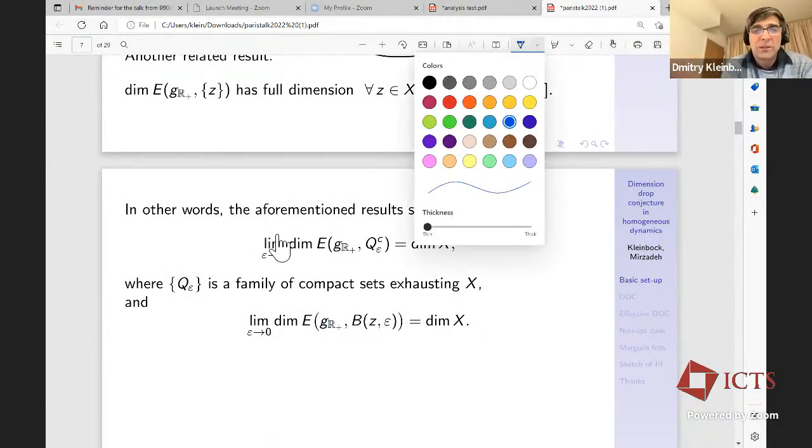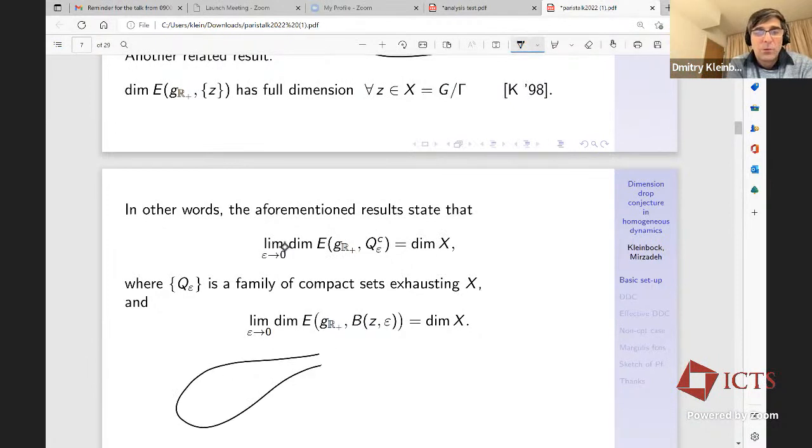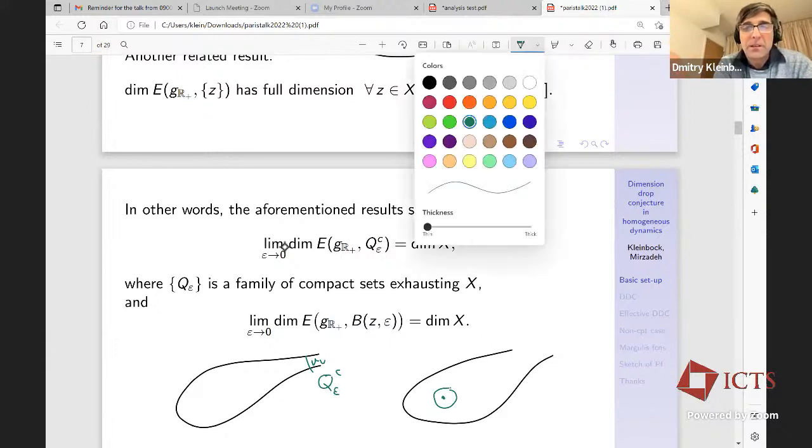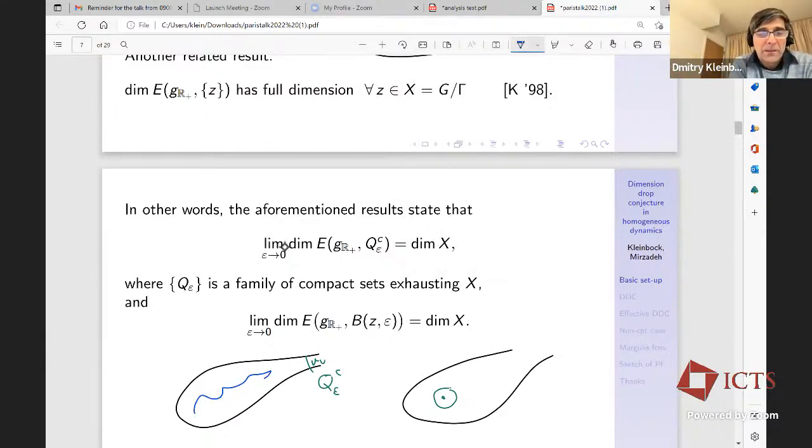let me just draw two pictures here. Here you look at Q epsilon complement. This will be my U. And here my U will be balls of radius epsilon, and you want to consider orbits escaping this cusp neighborhood, or you want to consider orbits escaping this ball, and as epsilon goes to 0, the codimension goes to 0.